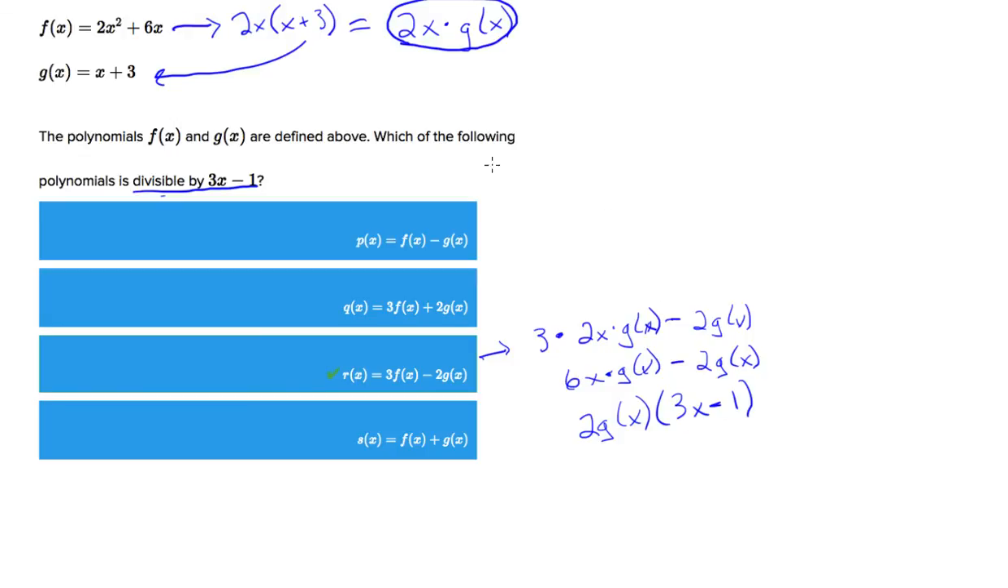So again, when you see a question like this, it's important to realize that we want to take one of the functions and rewrite it in terms of the other, then just do a bunch of substituting and factoring to figure out where this 3x minus 1 is actually going to show up, which is in this answer choice.